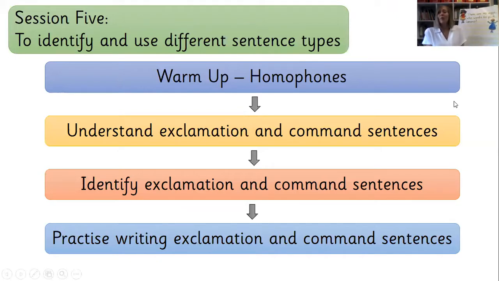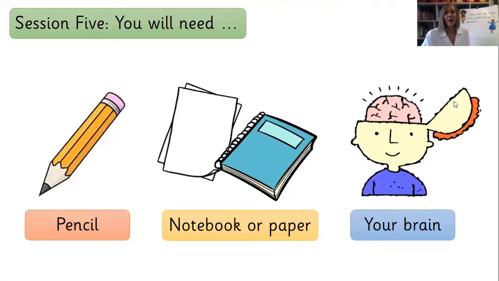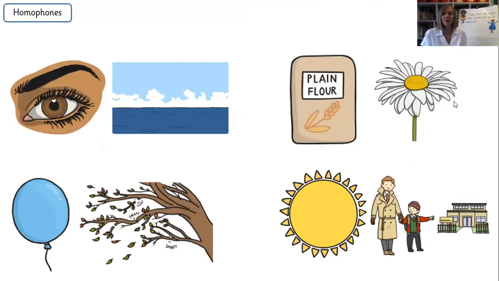So we're going to start with a warm-up and we're going to be looking at some homophones. Then we're going to understand an exclamation sentence and a command sentence. Then you're going to see if you can identify them, and then we're going to have a go at writing some together. So let's get our brains warmed up because we need that for our jobs today. We also need a notebook and a piece of paper, and don't forget your pencil as well to do some brilliant writing with. Let's start by warming our brains up with a homophone game.